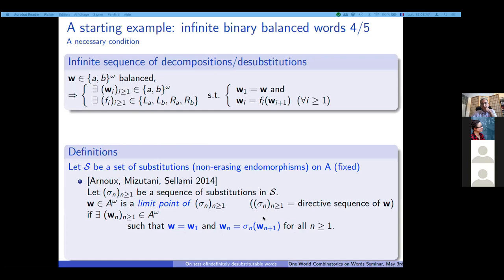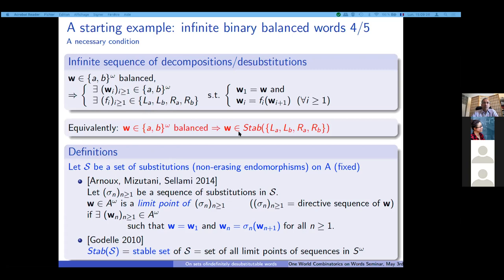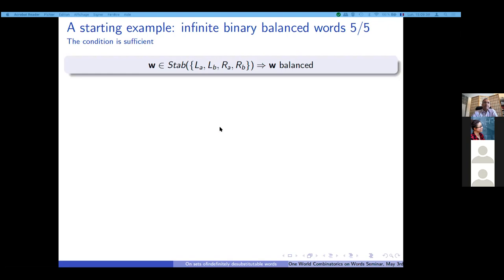And the second definition I will use in this talk is the notion of stable set of S, where S is still the set of substitutions I've considered, which is nothing else than the set of all limit points of sequences with values in S. I will denote this stable set by Stab(S). So using this definition, I can say that if a word W is balanced, then it is the limit point of a sequence of substitutions taken in the set of four morphisms here. In other words, if W is balanced, then W belongs to the stable set of the four morphisms. And now what I want to do is to prove that the converse holds. So I want to prove that if the word W belongs to the stable set, then W is balanced.